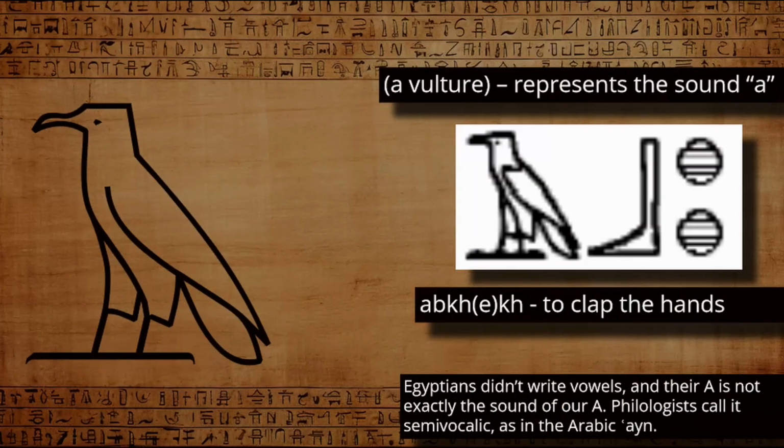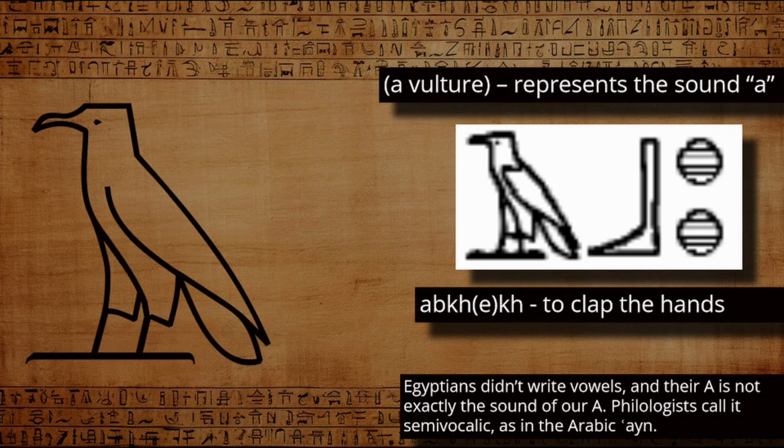Starting with our first letter, A. This hieroglyph is depicted as a vulture, representing the sound A. However, keep in mind the Egyptians didn't write vowels the way we do. Their A isn't exactly like ours. It's what linguists call semi-vocalic, similar to the Arabic Ain. But don't worry too much about the other hieroglyphs in this word just yet. We will unpack those as we go.